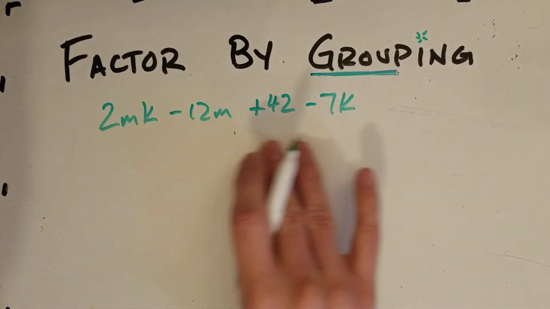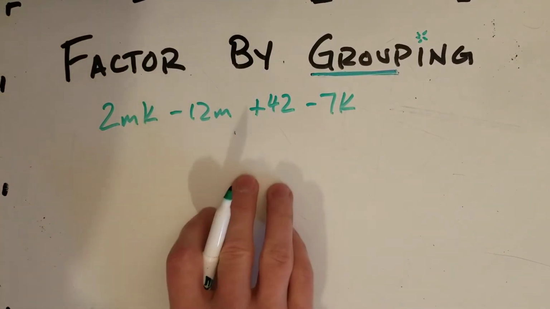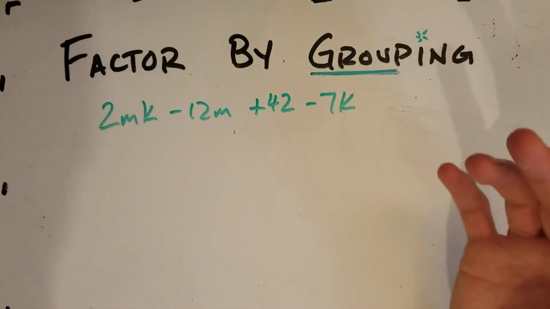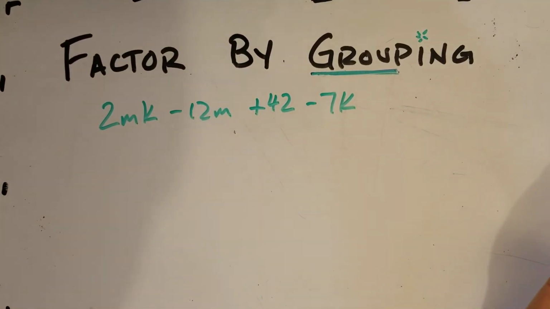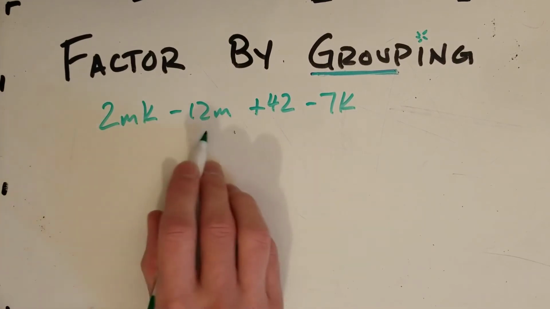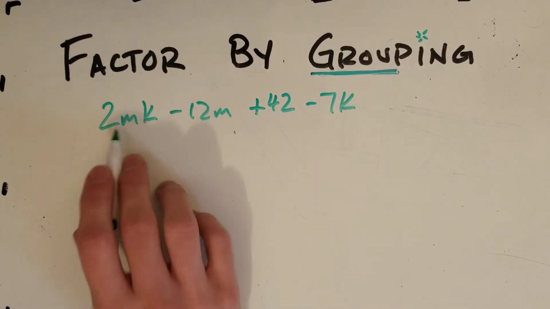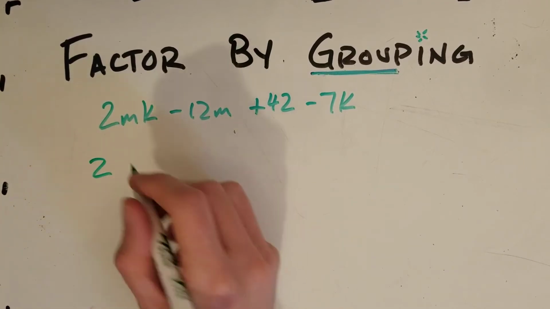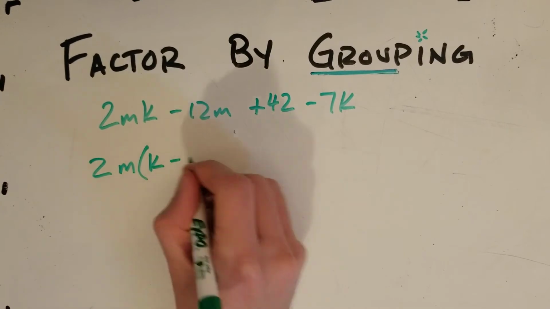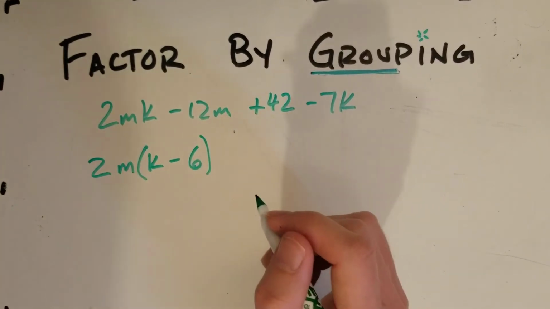So again, look for a GCF, and there is no GCF. There's 4 terms though, so let's try and see if grouping works. If grouping doesn't work, then we just can't factor here, but let's go ahead and check. First 2 terms, is there anything in common? Well, I see a 2m in common. When you factor out a 2m, you're left with k minus 6.